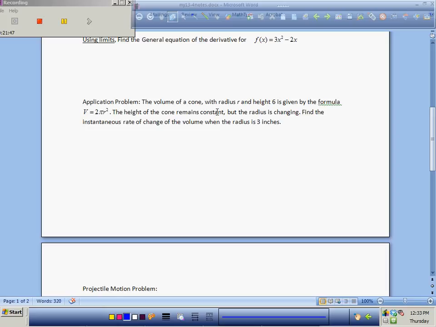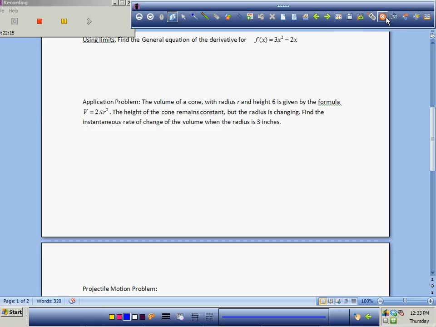The height of the cone remains constant, but the radius is changing. Find the instantaneous rate of change when the volume is 3. So this is the volume of a cone, not of any cone, but a cone whose height is 6 inches.